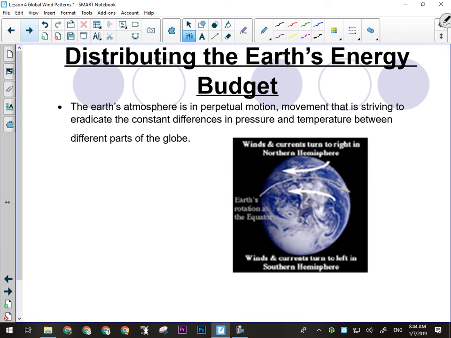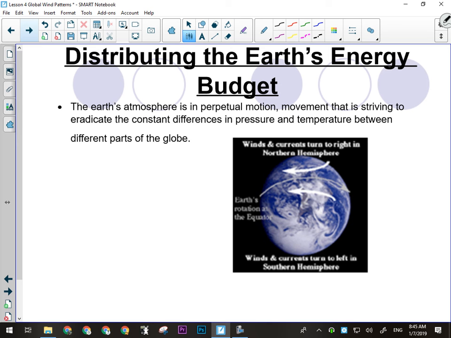So the Earth's atmosphere is always moving. There's never a point where the air on Earth is stationary. Just because it's not windy out doesn't mean the air is not moving. Everyone okay with that idea? The reason that the air moves is to equalize things. Most of the time it's trying to equalize temperature and pressure. Both of those things can cause winds.